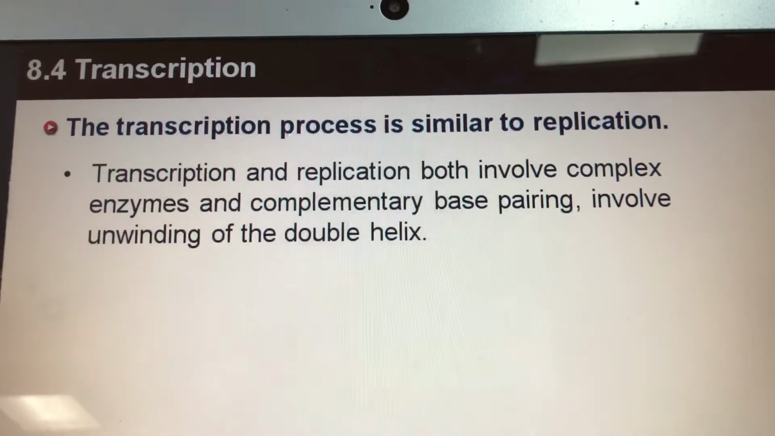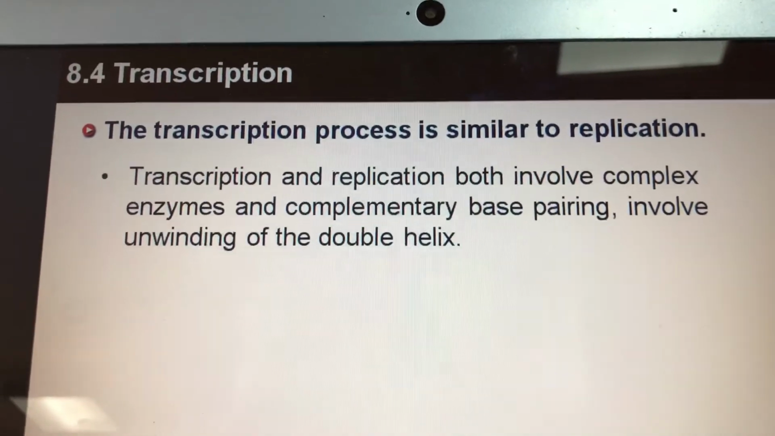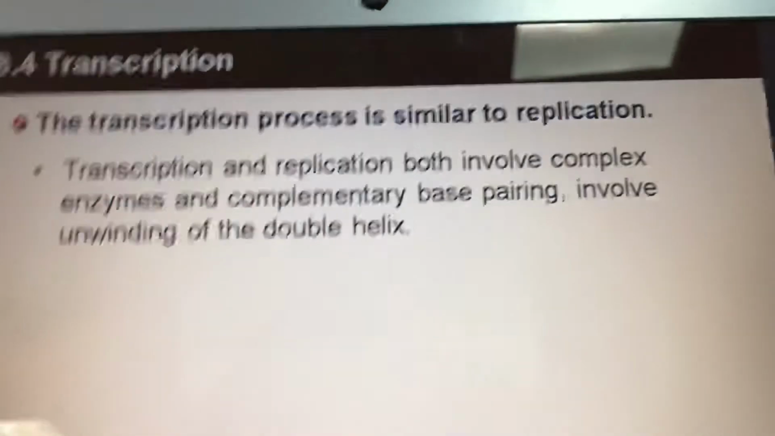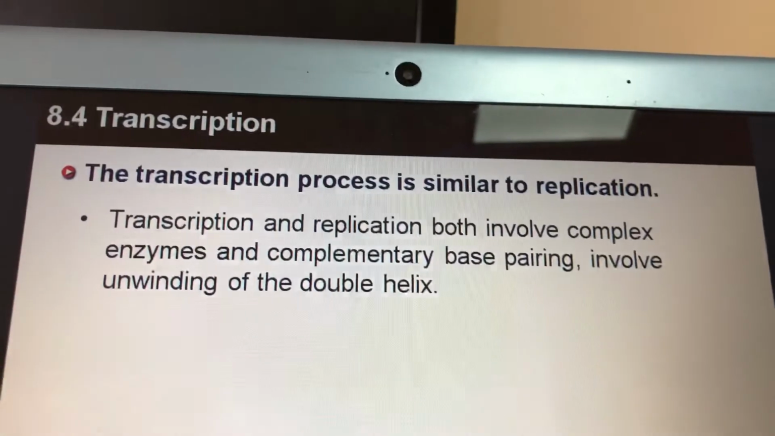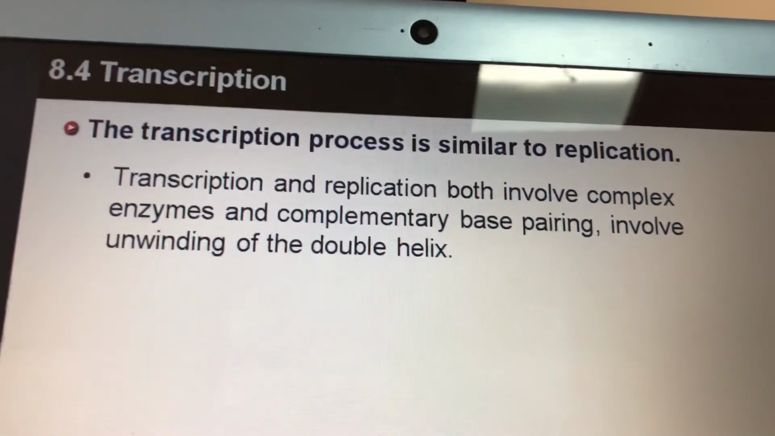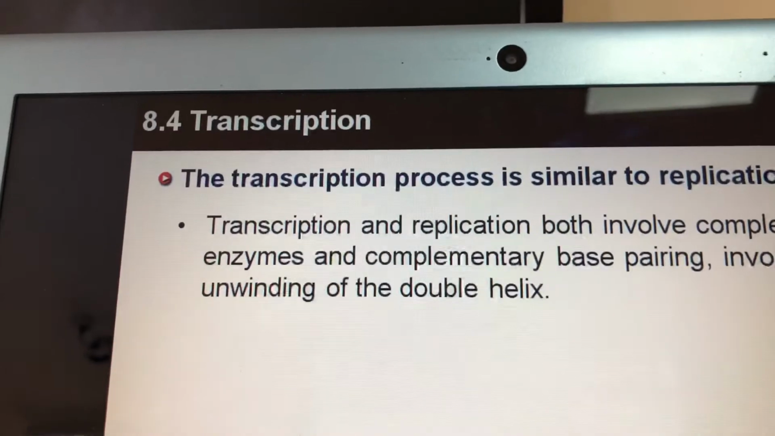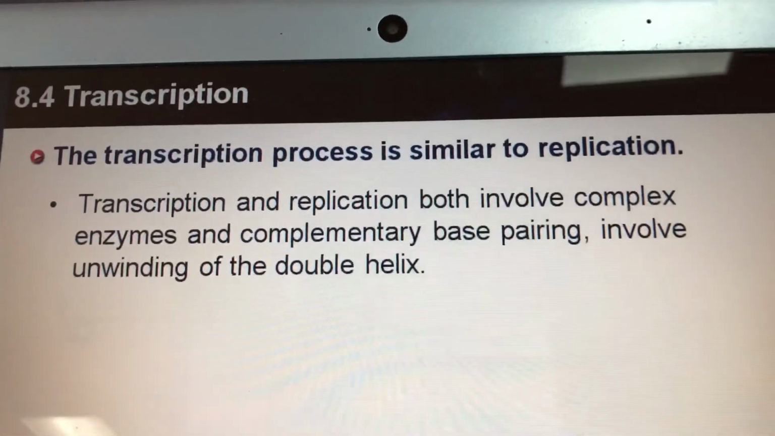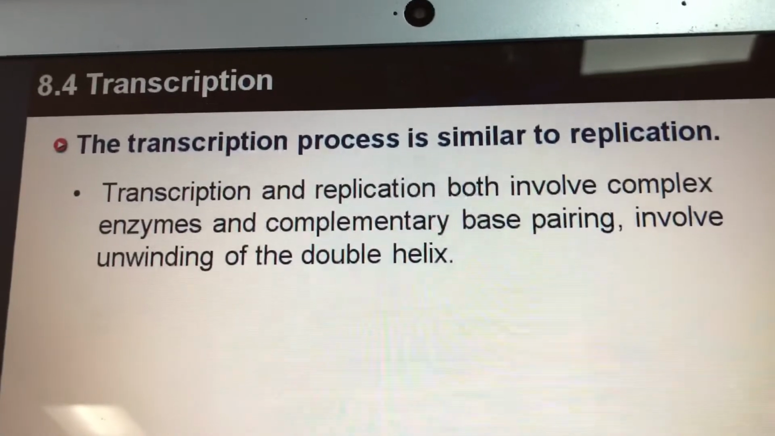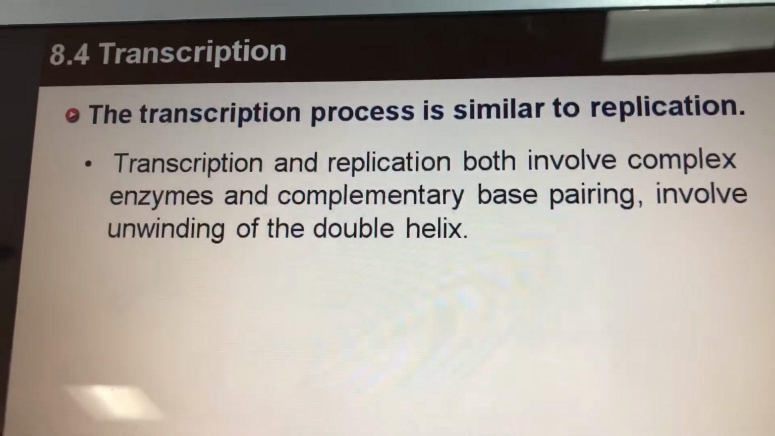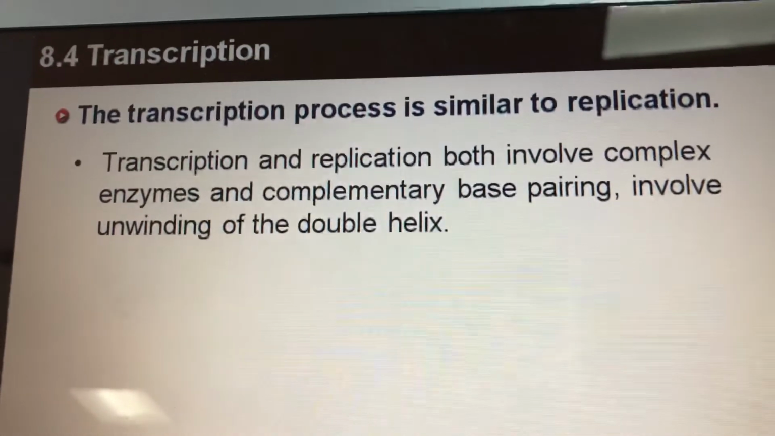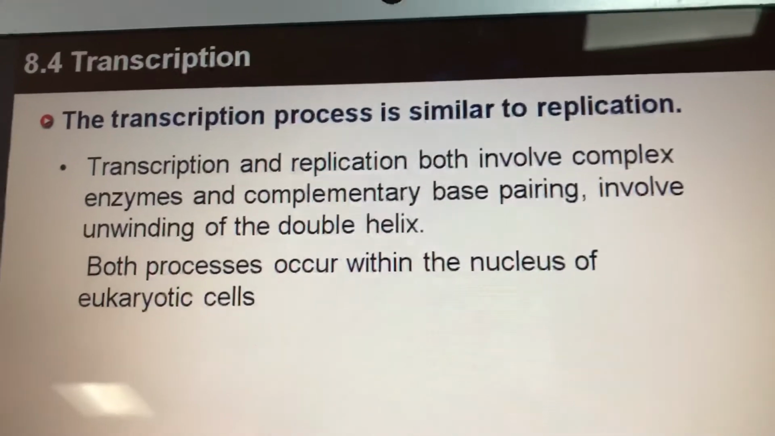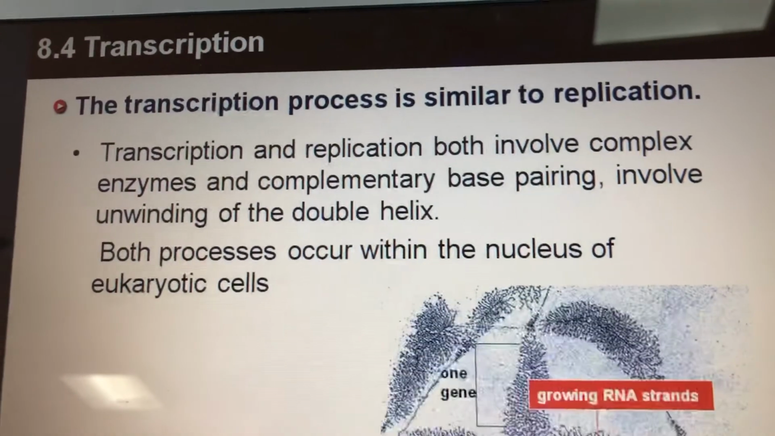Now, transcription process and replication process, how are they similar and how are they different? Let's see how they are similar first. Transcription and replication both involve complex enzymes. In replication they involve DNA polymerase, and in transcription they involve the RNA polymerase. They are complex enzymes with the help of other proteins, and also they involve complementary base pairing. Adenine, guanine, cytosine, thymine in the replication on the DNA, while on the RNA they use adenine, uracil, guanine, and cytosine. Okay. Also, they involve unwinding of the double helix in both processes. Both processes also occur in the nucleus of eukaryotic cells.